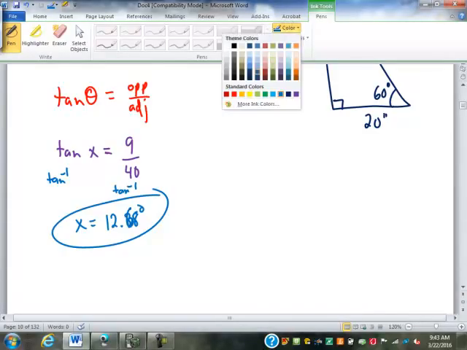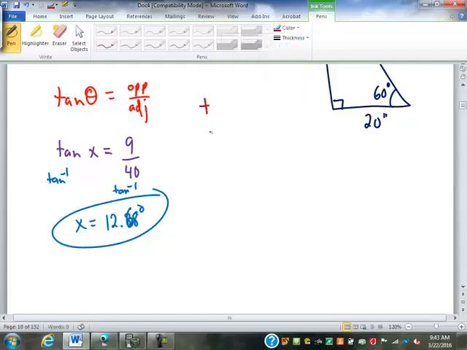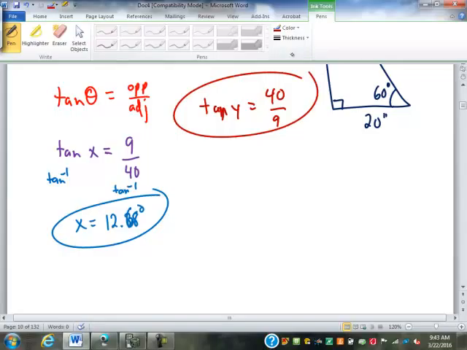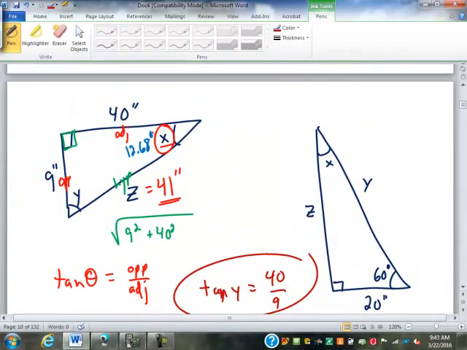So once we have that, we could then do the tangent of Y would be 40 over 9, and we could do an inverse tangent there. But I'm going to be lazy for right now, and I'm just going to do 90 minus the 12.68. Gives me 77.32 degrees. I solved my triangle. You did it without a calculator. Yes, I did. It's just 90 minus 12.68.